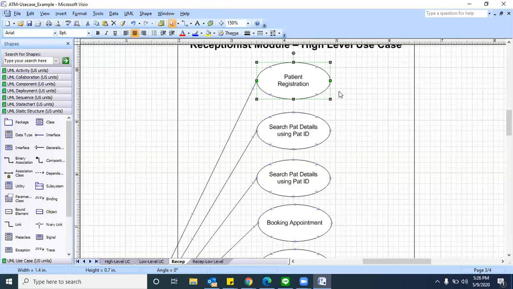If we can depict alternative flows and conditions, that will be in dynamic diagrams like activity and sequence diagrams. But in a use case, you can't check any conditions, right? So straight away you have to use patient registration. If you want to check again, you can check the patient details, whether it is available or not, using this use case, right or wrong?